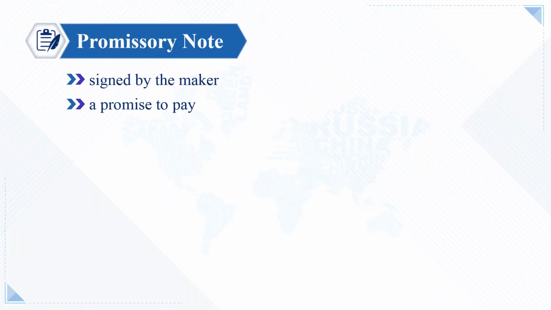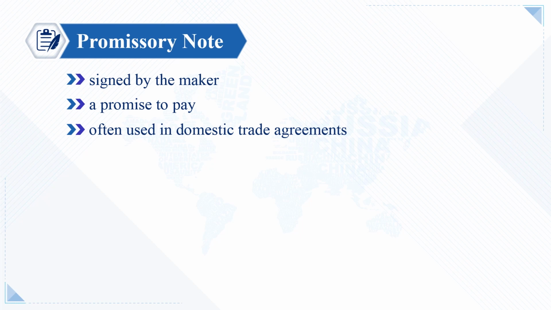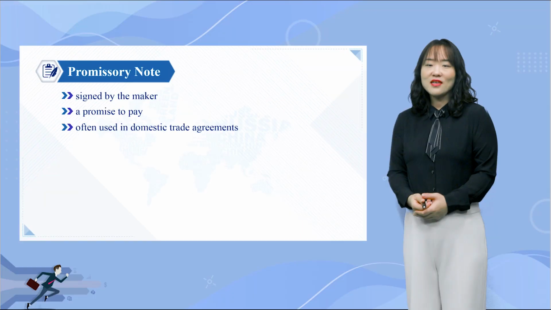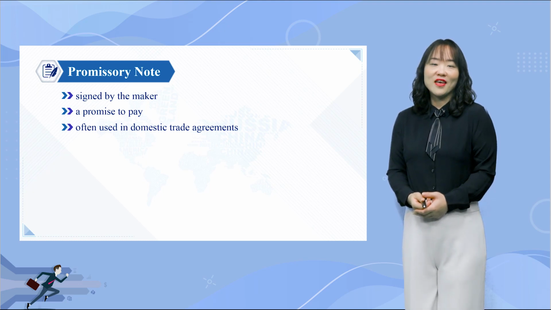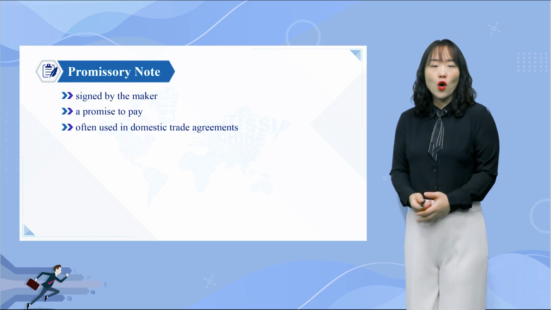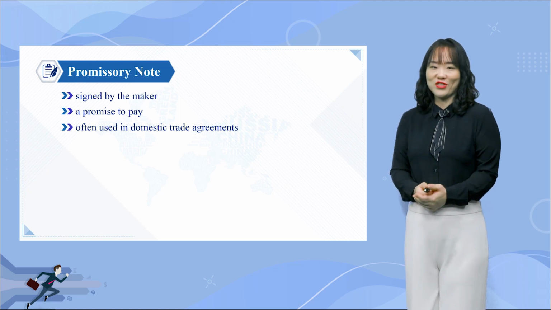Different from the bill of exchange, promissory notes are often used in domestic trade agreements. Promissory notes are legal lending documents. It is signed by the maker and is a promise to pay a particular amount of money in a given period only to, or to the order of, a certain person.